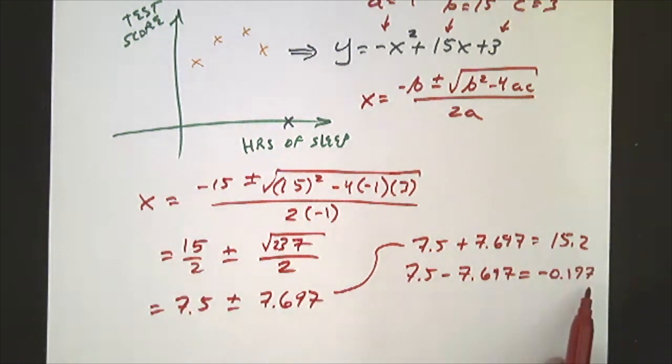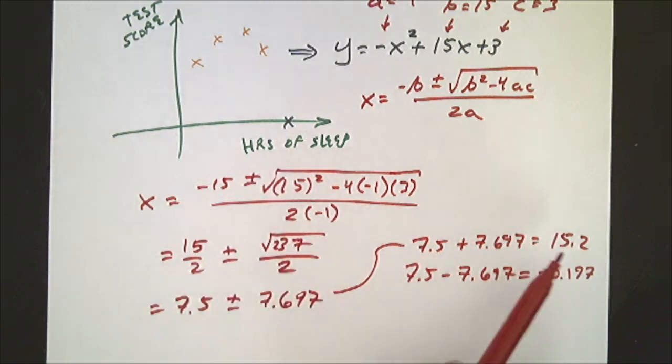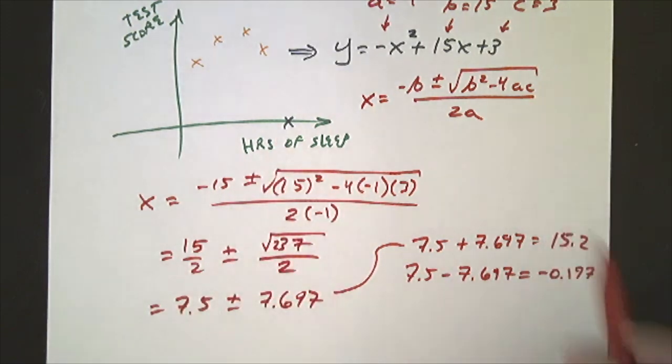So our critical value we were looking for is the number of hours of sleep. If we had too much, 15 hours of sleep would be too much.